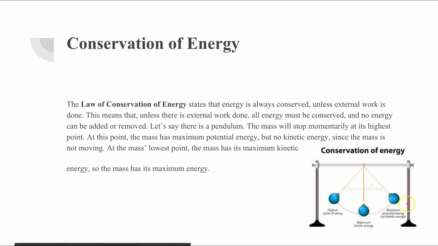Then it will swing back up and it will have its maximum potential energy again because it's at rest and it's at its highest point. So it keeps on swinging and the energy will convert from one type to another. Now you might be noticing, hey, it's off the ground, even at its lowest point. There must be some potential energy. There is, okay?